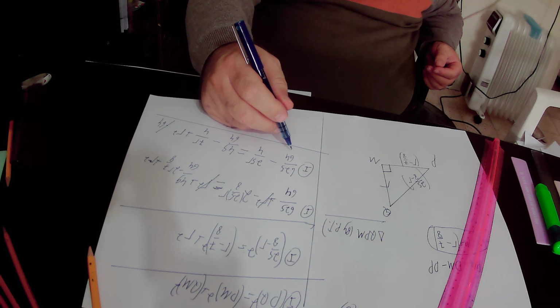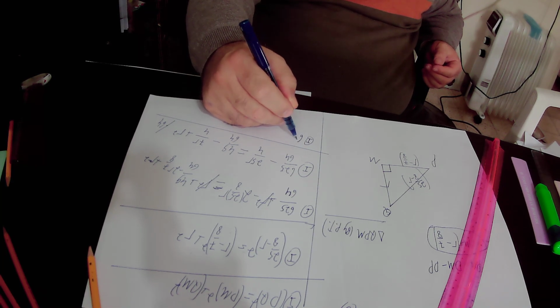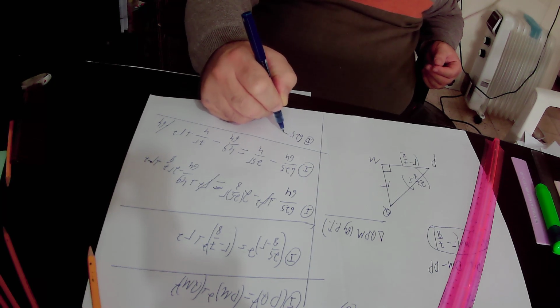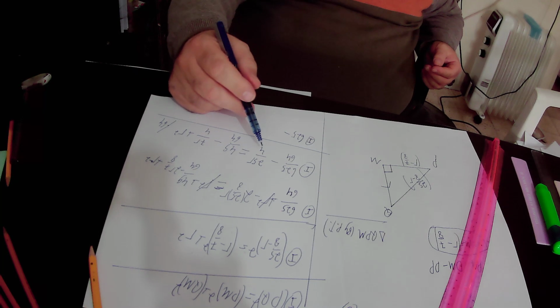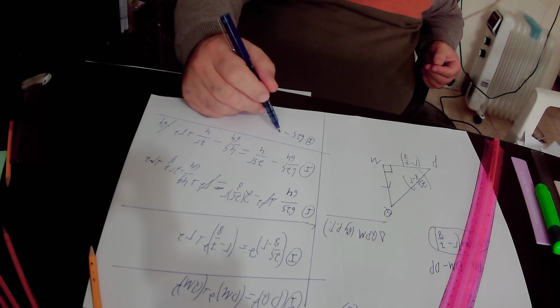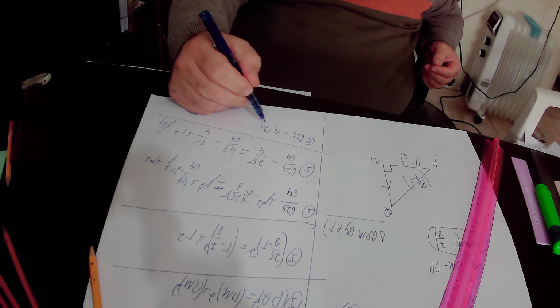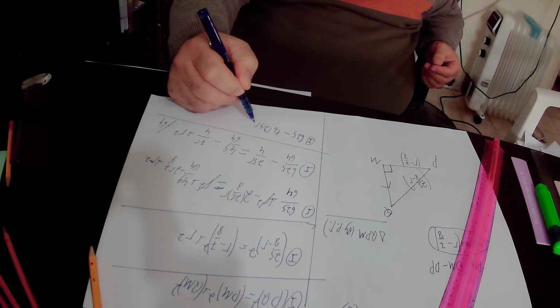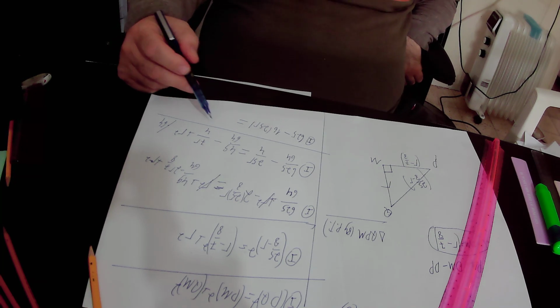64 over 64 is 1, so what is left here is 625 minus 64 over 4, which is minus 16, times 25r, and on the other side of the equation we have this expression.